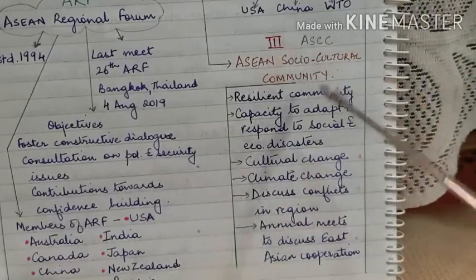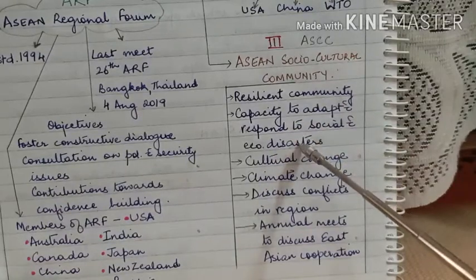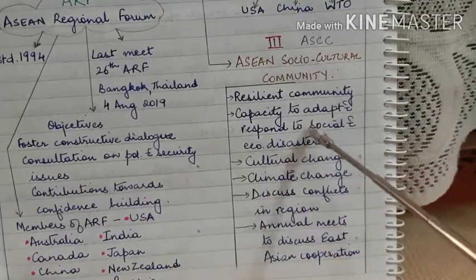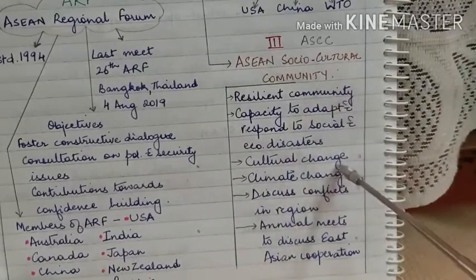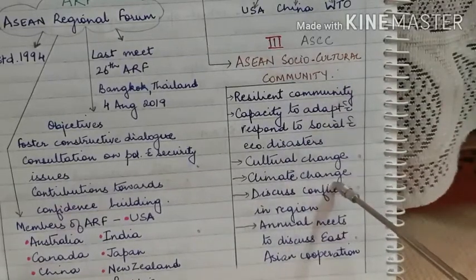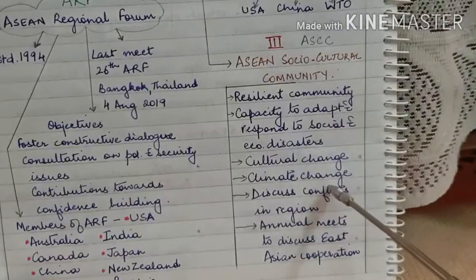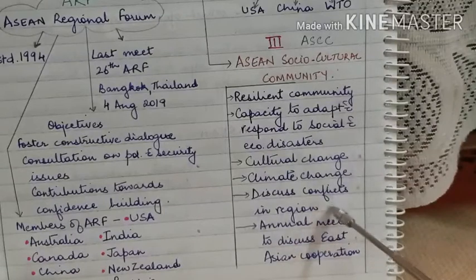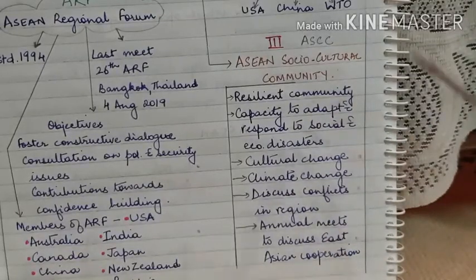So, it is a resilient community and it has the capacity to adapt and respond to social and economic disasters. That is what it is planning to do as a socio-cultural community. Cultural exchange and climate change were major topics for this community to discuss, along with conflicts in the region, and annual meets to discuss East Asian cooperation. That is the main purpose of this socio-cultural community.